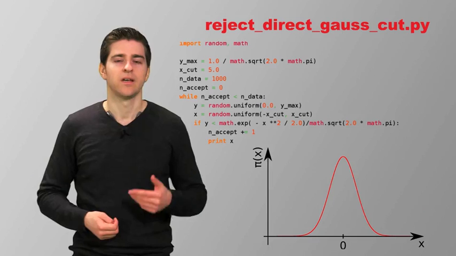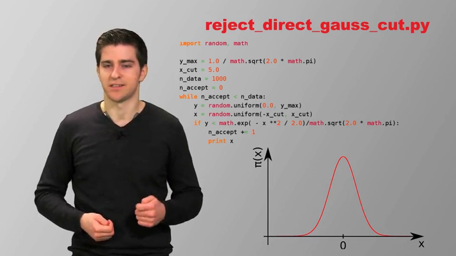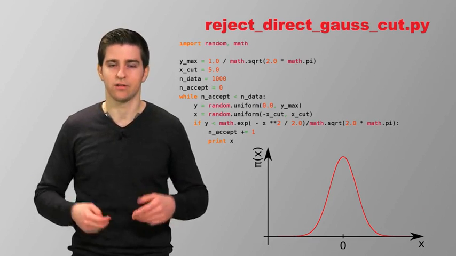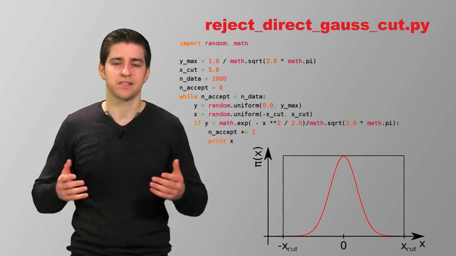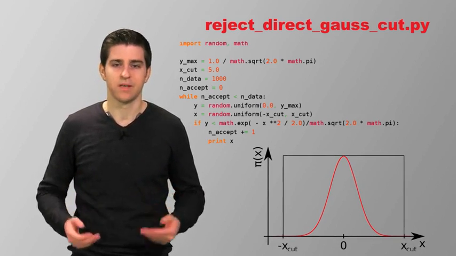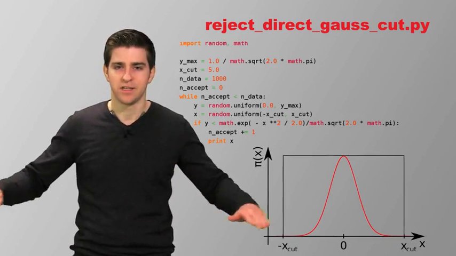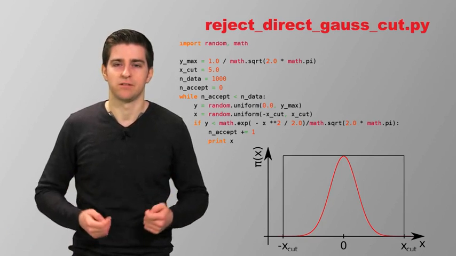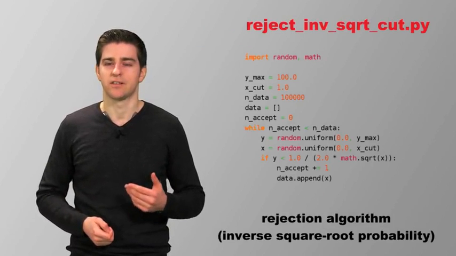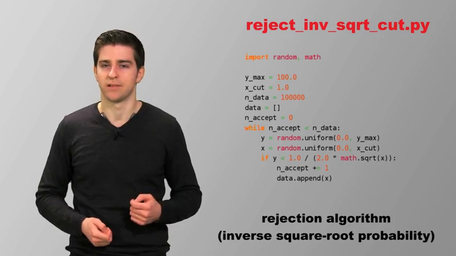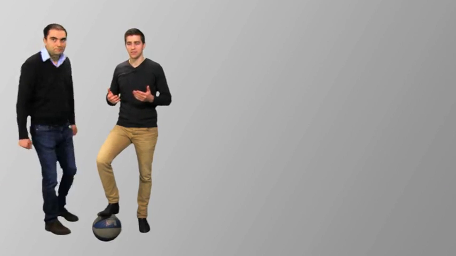Furthermore, you will find the program rejectDirectGaussCut.py. Note that it has the word cut in its name, as we have to cut off the tails of the distribution at -x cut and x cut. In this example, this was not a problem, as the distribution is suppressed exponentially for large absolute values of x. There's also the program reject direct inf square root cut.py. Now we had to introduce a cutoff in y, and it was not exponentially small. This is really dangerous, and we must avoid it at any price.